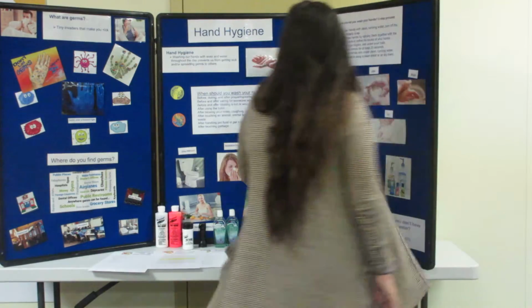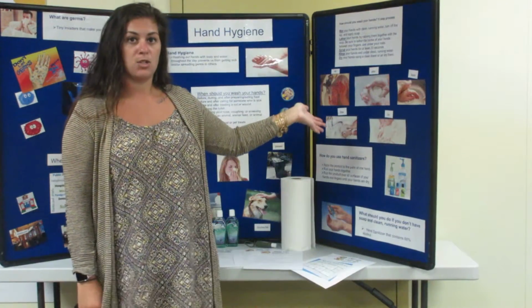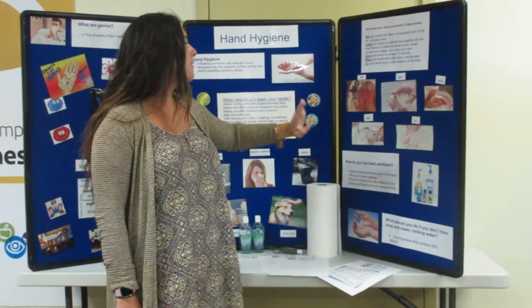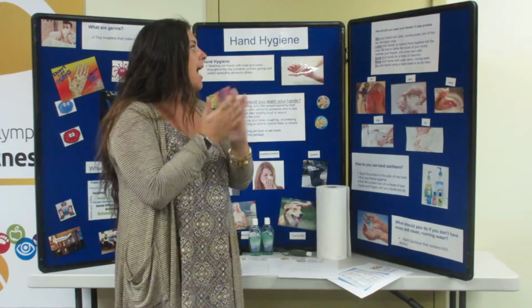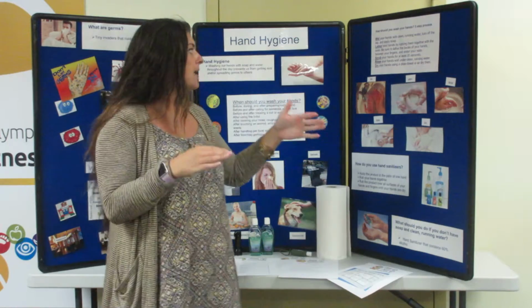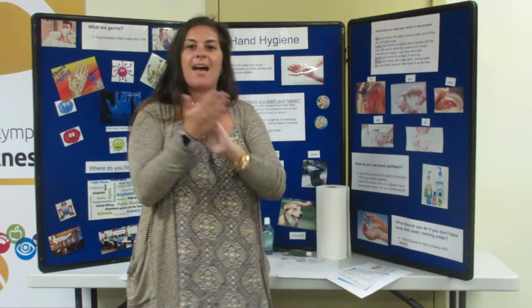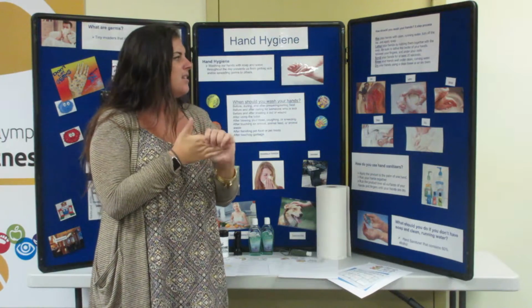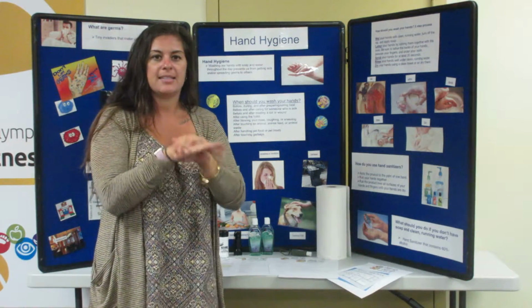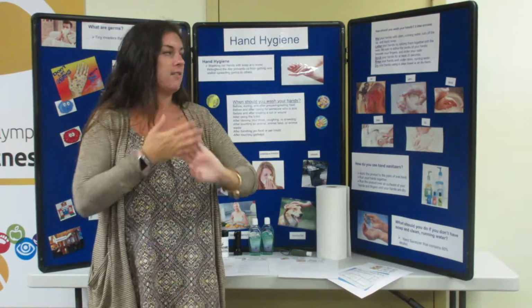So we have a 5-step process to washing our hands. The first step is we're going to wet our hands. We turn the water on, wet them, and apply soap. Once we put the soap on, we're going to lather them up real good, for maybe a good 10 seconds, to make sure we get soap on all parts of our hands.